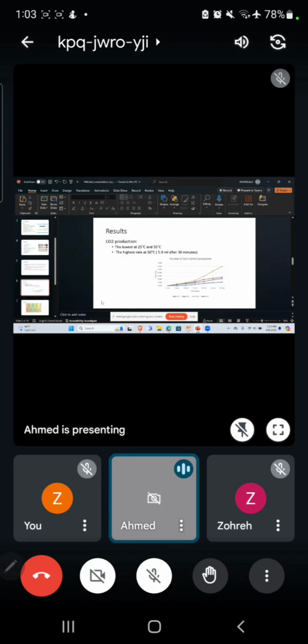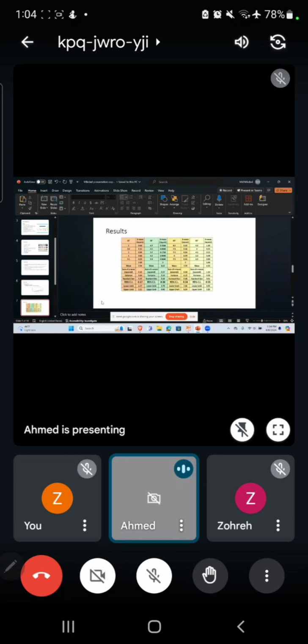So for results, we calculated for every 5 minutes intervals the mean production of carbon dioxide for each temperature. The highest at 50 degrees Celsius, which is 5.9 milliliter, and the lowest is at 25 degrees Celsius, which is also a room temperature, after 30 minutes.